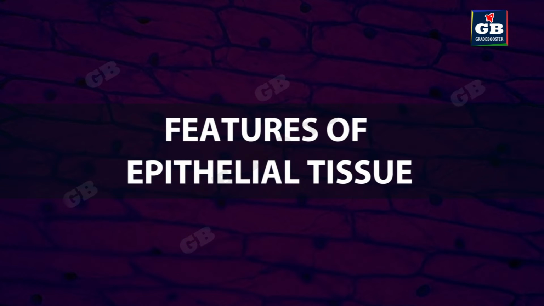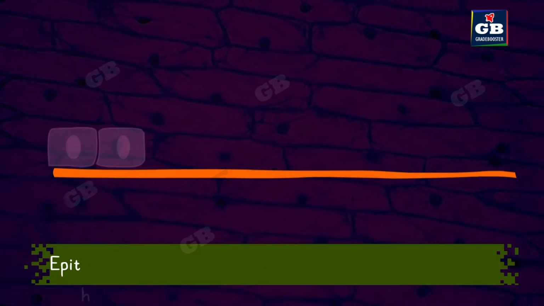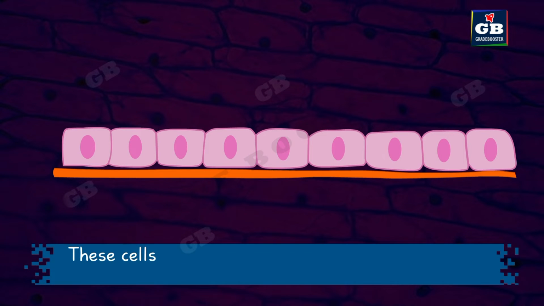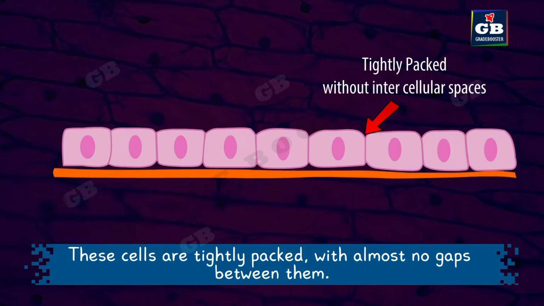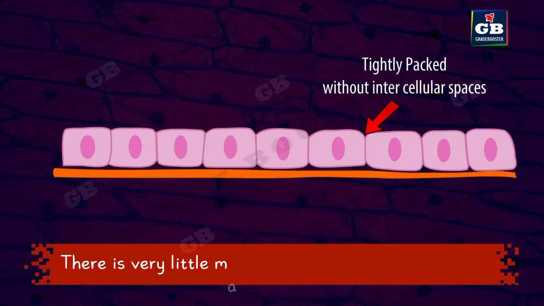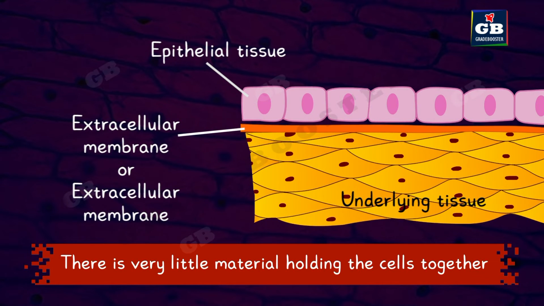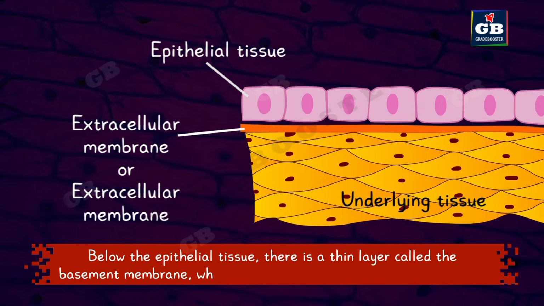Features of epithelial tissue. Epithelial tissue is made up of a continuous layer of cells. These cells are tightly packed with almost no gaps between them. There is very little material holding the cells together. Below the epithelial tissue, there is a thin layer called the basement membrane, which separates it from the underlying tissues.